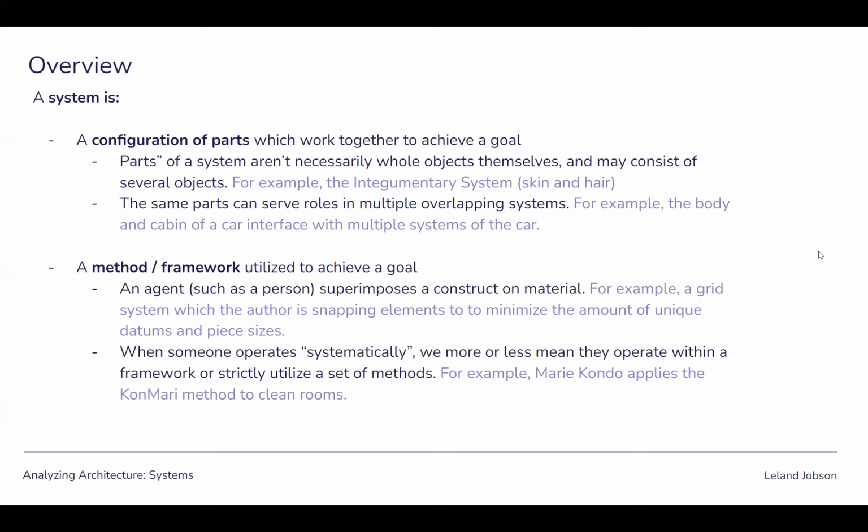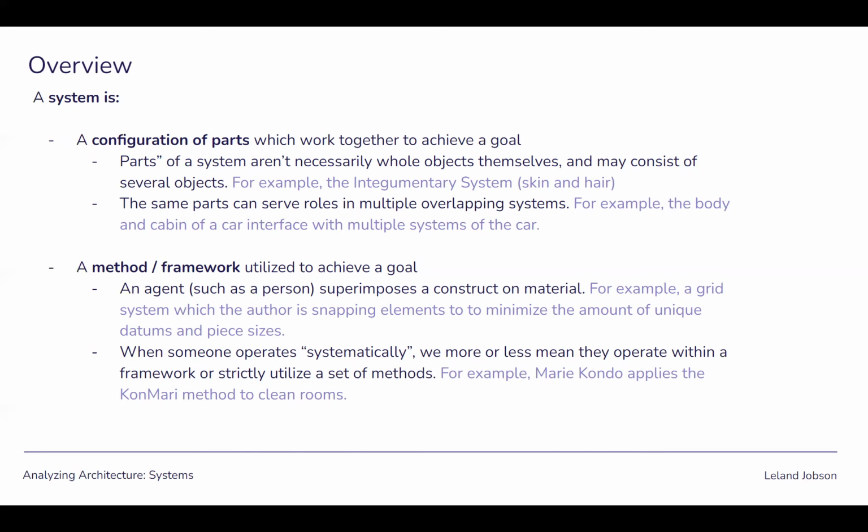So for example, a car body participates in multiple systems. So parts is one way of looking at systems, but the other is, not just in how systems are manifested in the thing that is being created, but how systems are used to actually make the thing that you're trying to create. So in a framework, an agent, you as the designer, superimposes a construct on material. So grid systems, for example, which are these kinds of virtual datum geometries where you're snapping things to minimize the amount of unique spacings and locations, is one such framework.